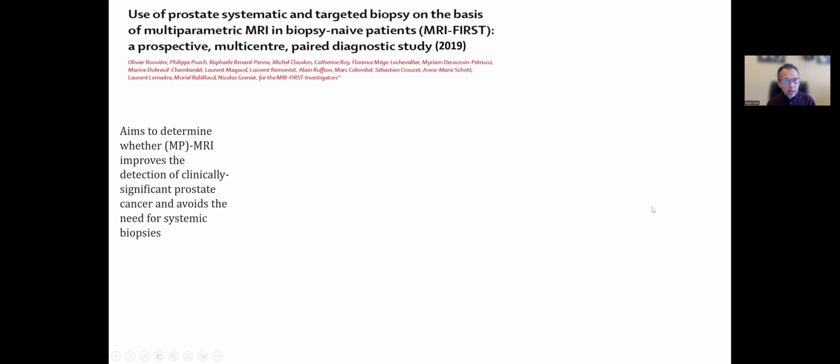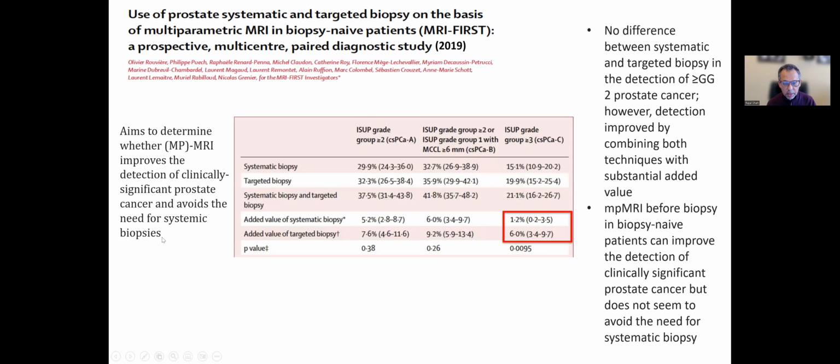And then the third trial is called the MRI-FIRST trial, which was published in 2019. It aimed to determine whether multiparametric MRI improved the detection of clinically significant prostate cancer, and essentially whether one can avoid the need for a systemic biopsy or not. So what did they find?